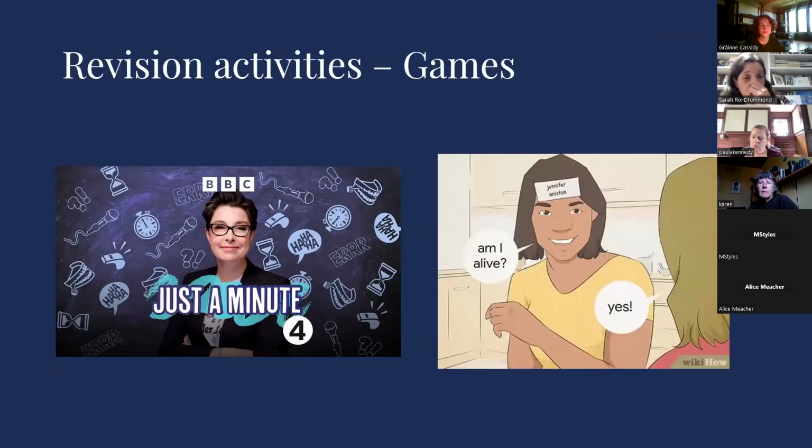So just in terms of revision activities, we like the post-it note game, Who Am I? I did this on Alexander. One of the kids picked Alexander. It took him 5 minutes to work out who Alexander was. And also Just a Minute is really good for thematic revision as well.